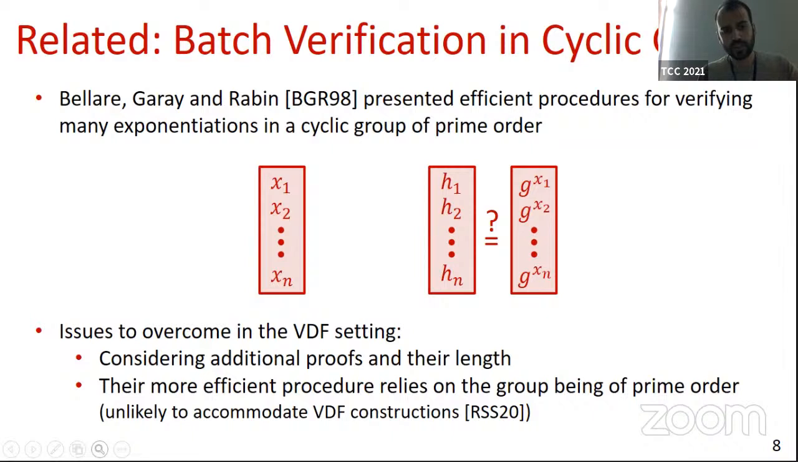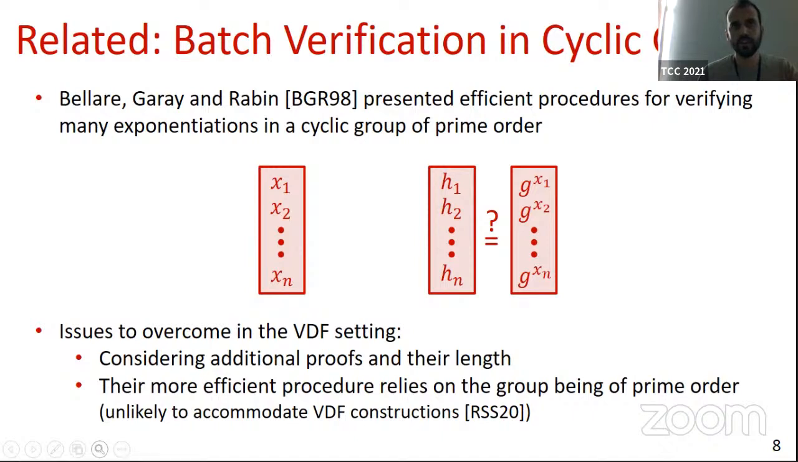So the first is that in the VDF setting, we have an external prover, and the verifier takes in some external proof and uses this proof in order to verify the computation. So there's an additional parameter that we need to be minded of, which is the proof length, or the communication complexity in the interactive setting.